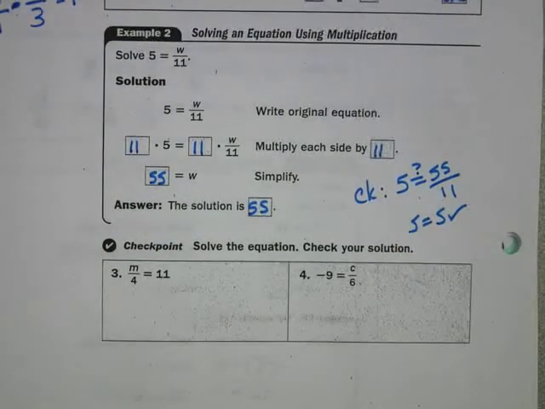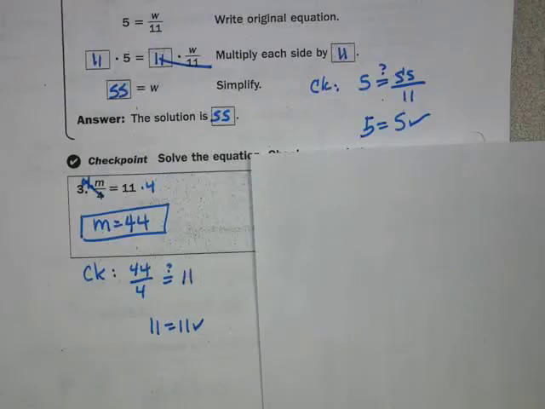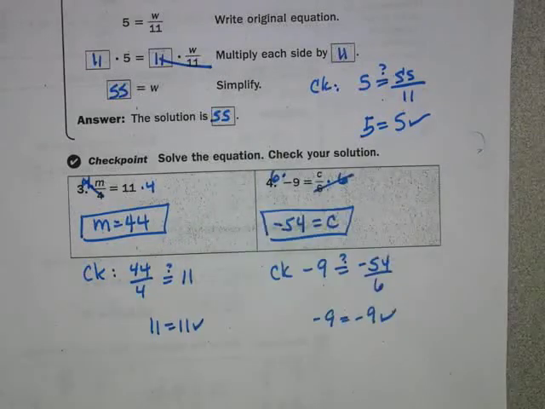Come back and see how you did. Okay, so in this one, m is equal to 44. We multiplied both sides by 4. 11 times 4 is 44, and to check it, 44 divided by 4 is 11. I'm actually doing the math in my head to make sure it works. It did. 11 is 11. And number 4, I multiplied both sides by 6, a positive 6 there. 6 times negative 9 is a negative 54, and it checks out.